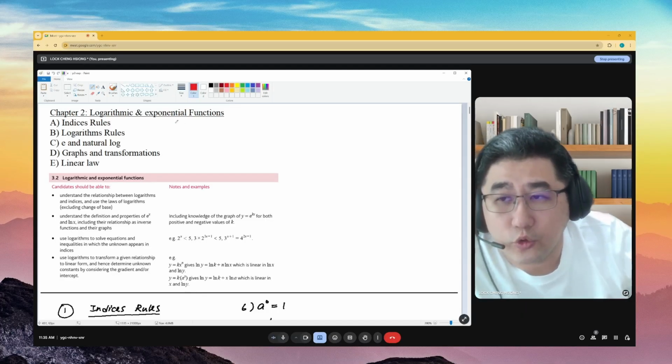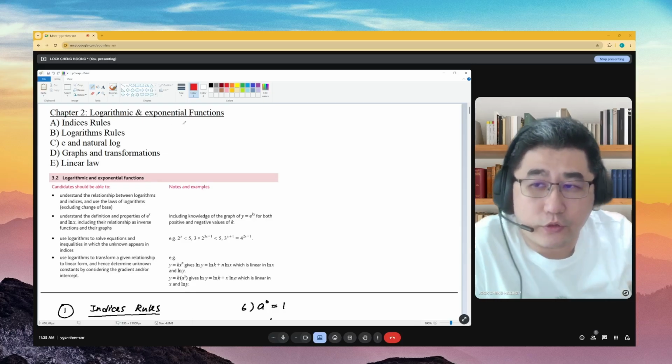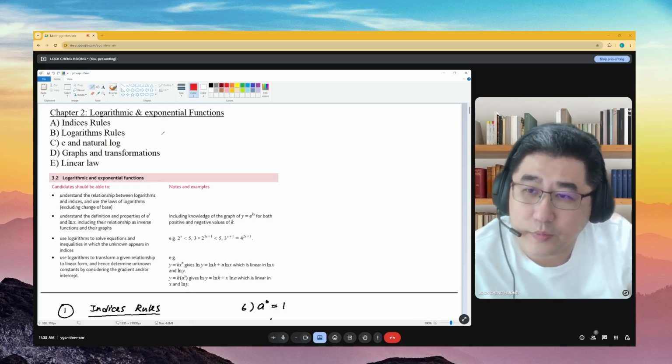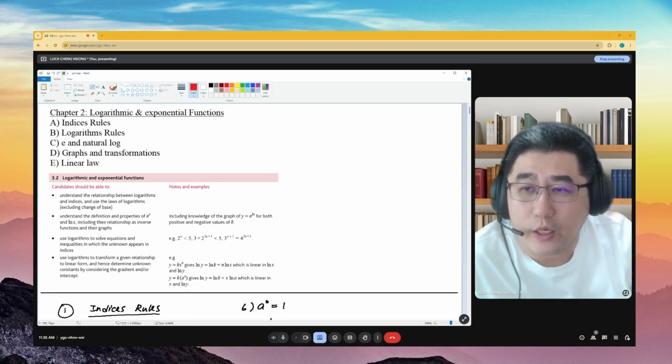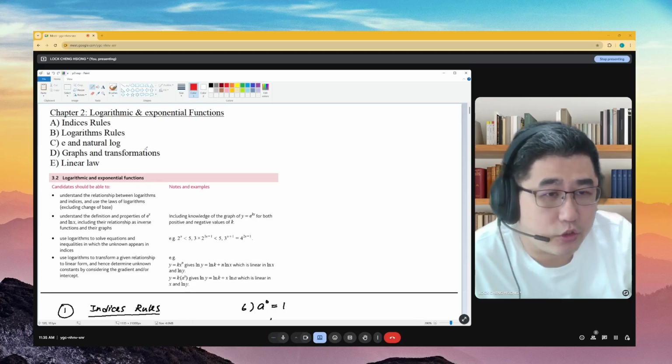So today we're going to do P3 chapter 2, logarithm and exponential function. For this topic I split it into 5 parts. You will have the indices rule, logarithm rule, e and natural log, graph and transformation, and linear law.